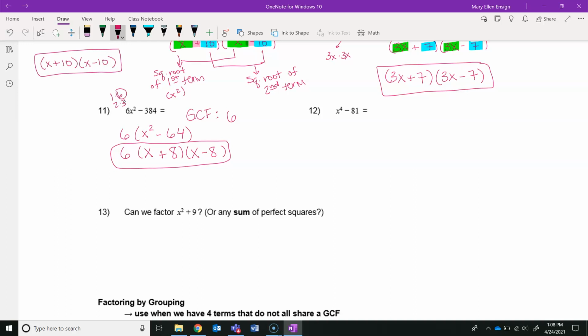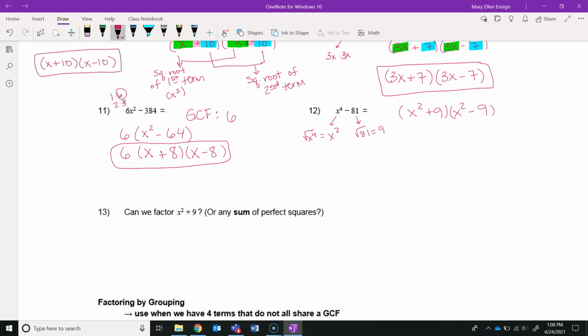Okay, x to the 4th minus 81. Again, I look for a GCF first, nothing I can take out. The first term does not have a number other than 1, the second term does not have an x, so there's nothing in common. So I look, it has 2 terms, I see it's subtracted, is it perfect squares? Yes. The square root of x to the 4th is going to equal x squared, and the square root of 81 is going to equal 9. So they're both perfect squares. So I go ahead and factor it into x squared plus 9 times x squared minus 9.